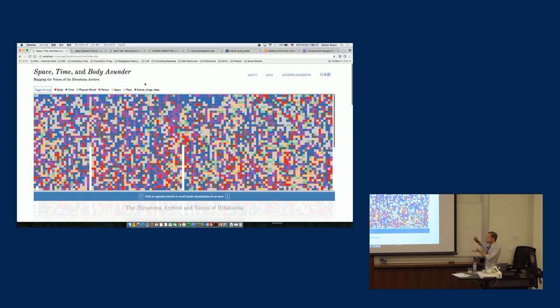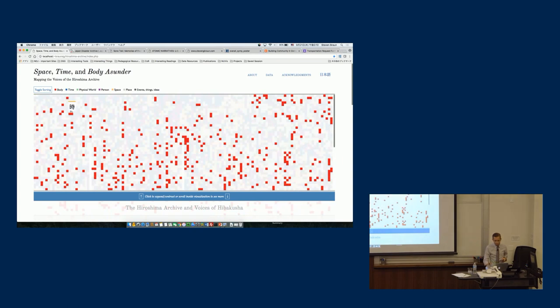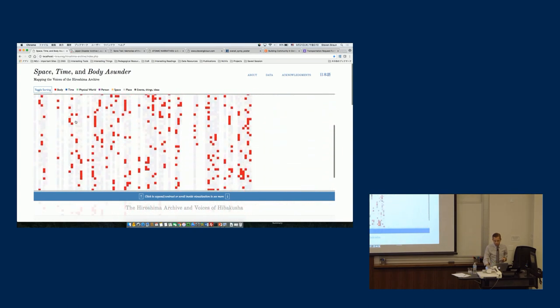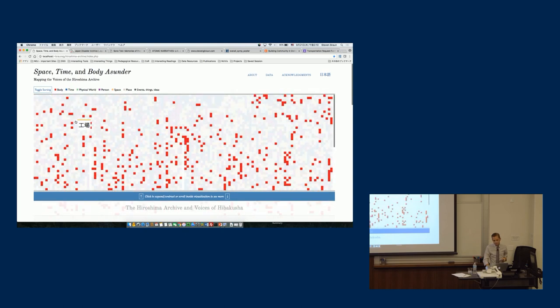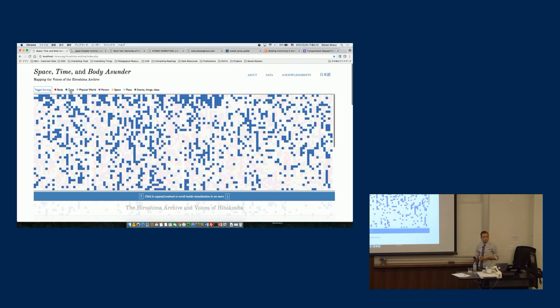I created this pseudo-matrix representation that colors each word according to the category in which it has been placed. By doing this, we start to see, using color, the distribution of categorical themes across all of these testimonials. I can pick out a few in particular, such as body, and we see that across all these testimonials, there's lots and lots of language that talks about the body. Time as well. Body and time are very integrally connected in this experience in Hiroshima.